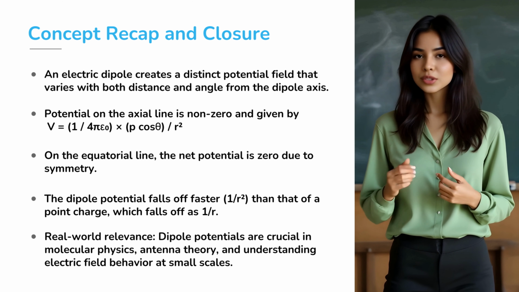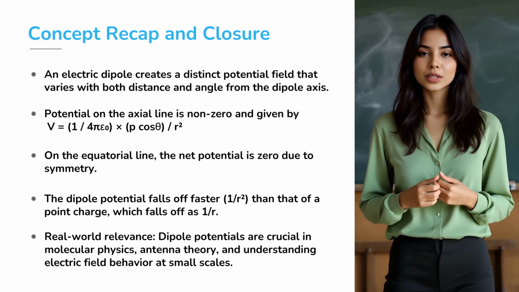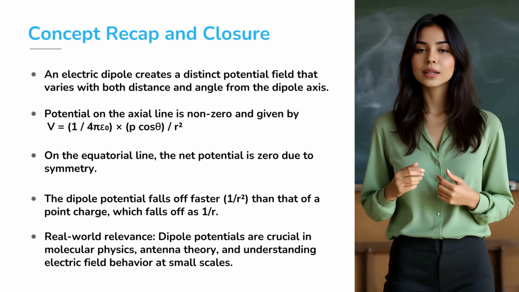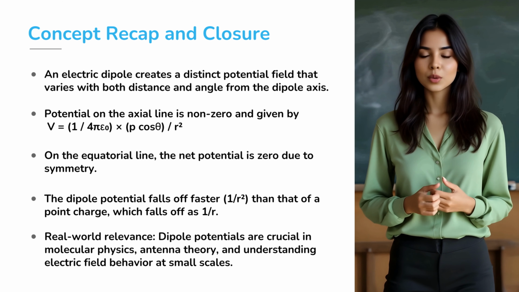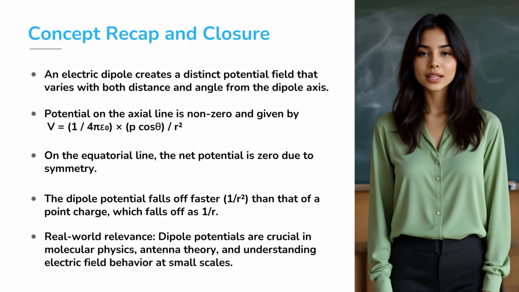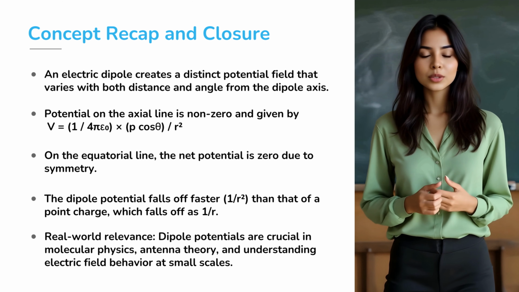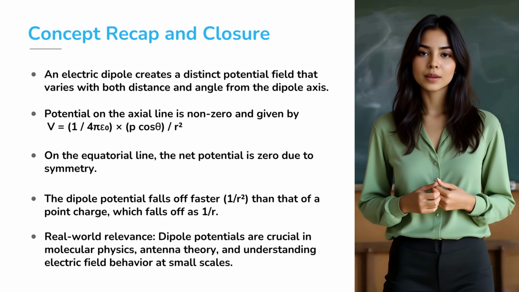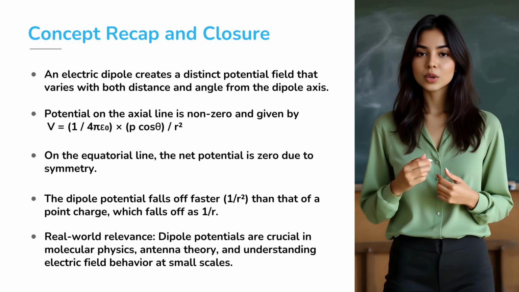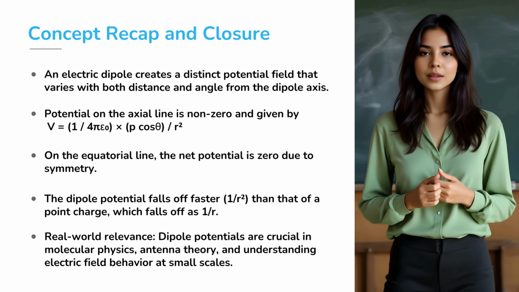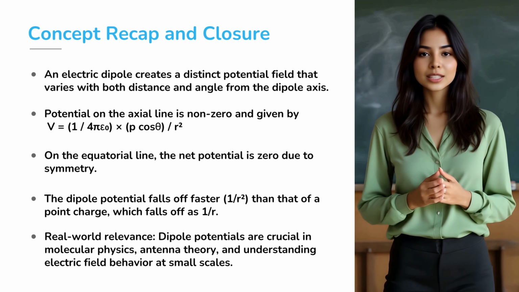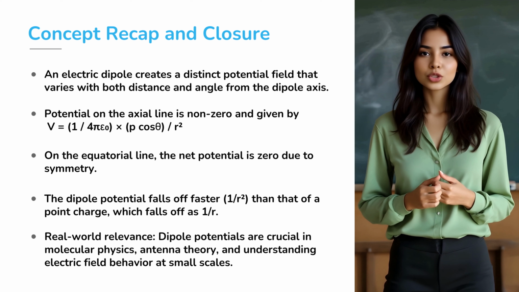An electric dipole consists of two opposite charges placed a small distance apart. It doesn't have net charge, but it does have a dipole moment, denoted by P and defined as Q multiplied by 2a. The electric potential due to a dipole varies with both distance r and angle theta from the dipole axis. On the axial line, the potential is maximum and given by V equals 1 over 4 pi epsilon naught multiplied by P cosine theta divided by r squared. On the equatorial line, the potential is exactly 0 due to cancellation of contributions.